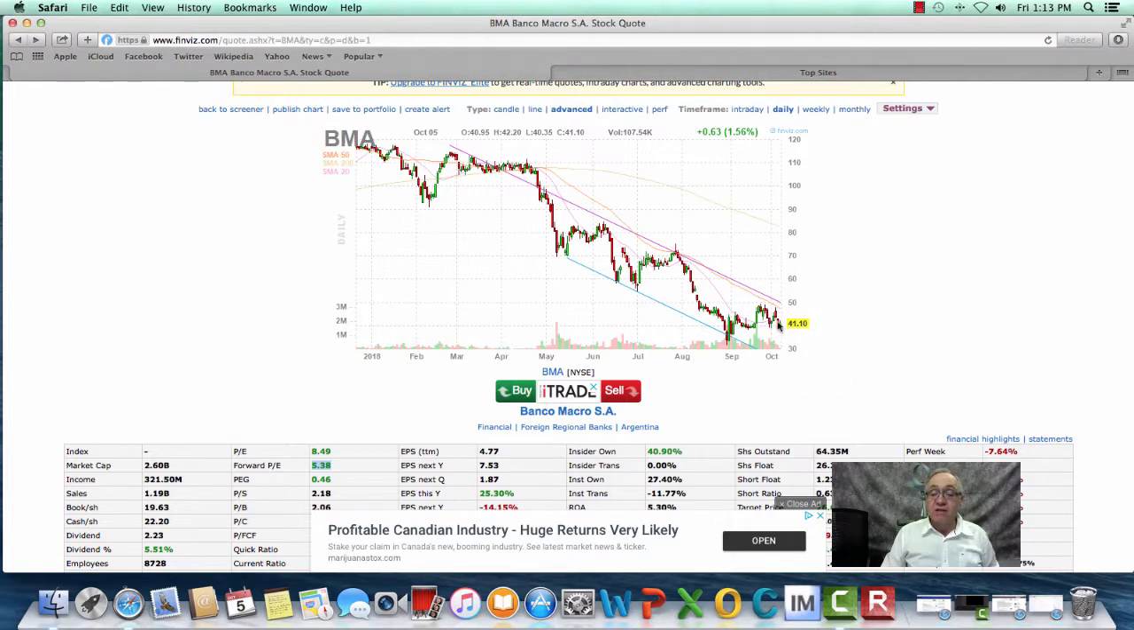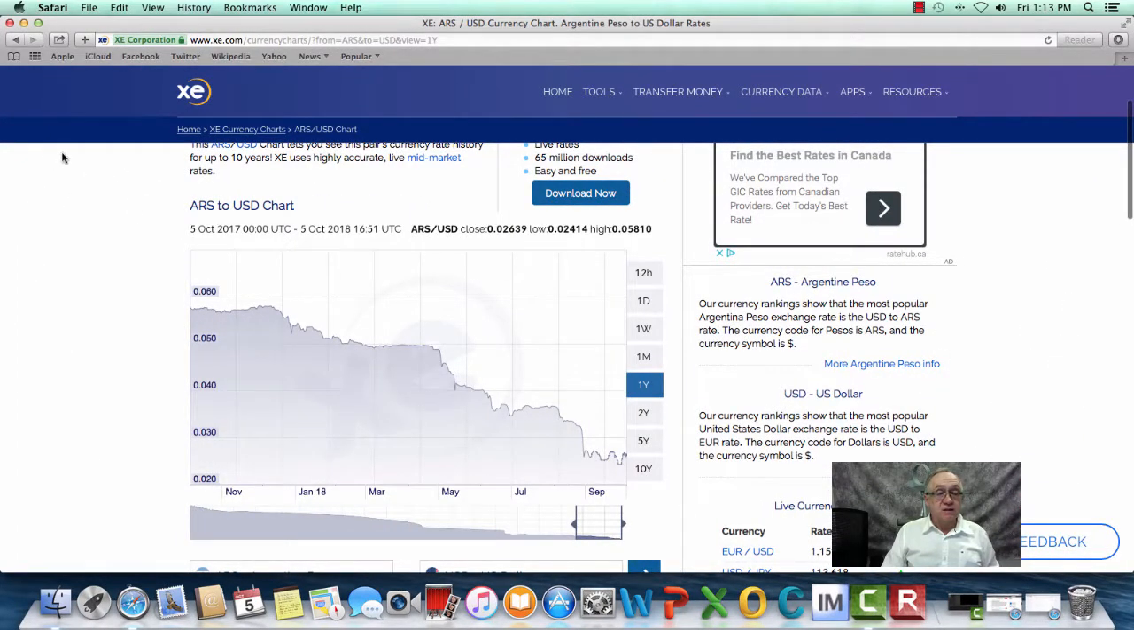On fundamental and value investing, that makes it very interesting. And if we look, this is a different screen. This is xe.com, which gives us information on foreign currencies. From here we see the Argentine peso has sold off from just under 0.06 to the dollar down to 0.026. So this screen gives us a value of Argentine pesos to US dollars. So it's also in a free fall. Exactly the opposite of what we would want for growth and momentum investing.